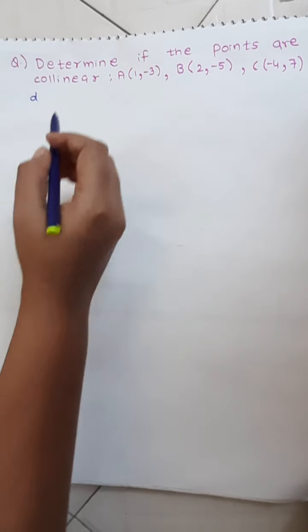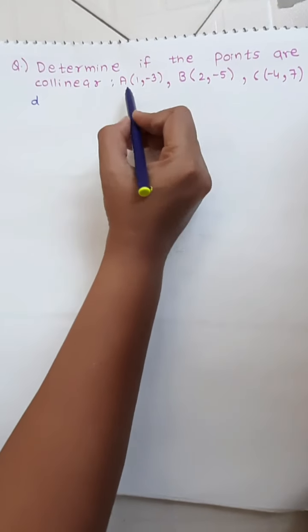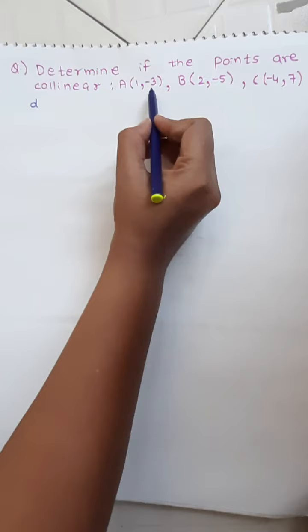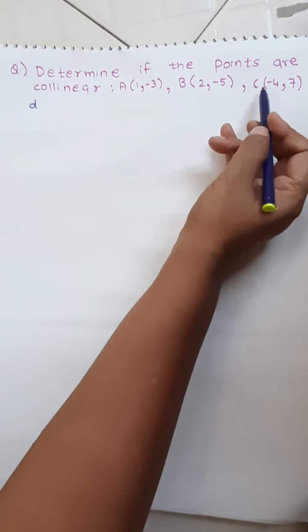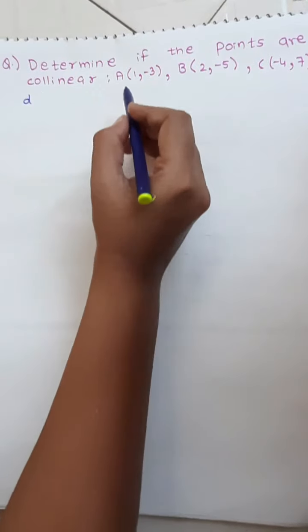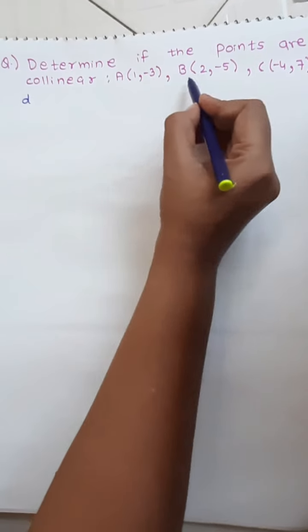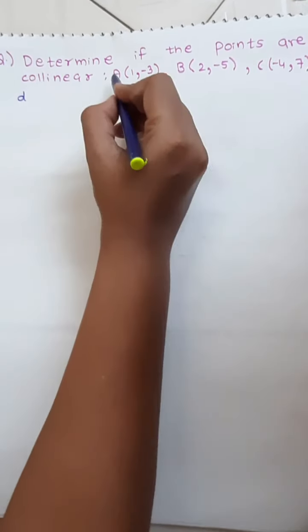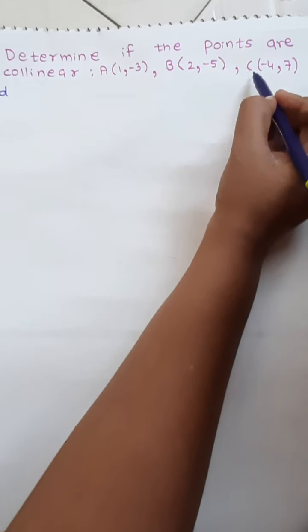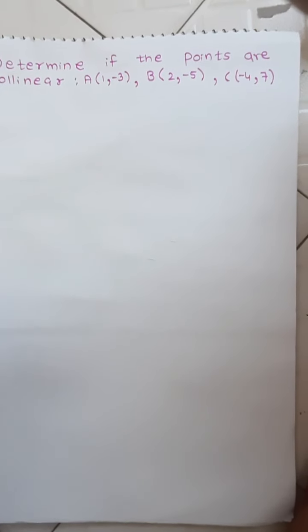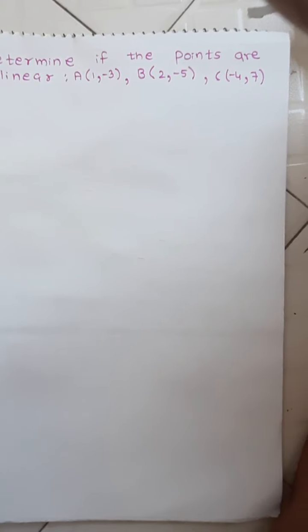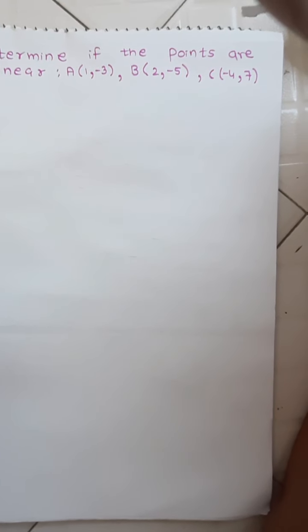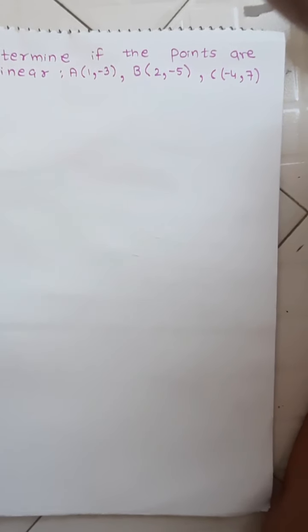Okay, now the question is: determine if the points are collinear. First point is A, 1 comma minus 3, B, 2 comma minus 5, C, minus 4 comma 7. Now if you have to find if they are collinear, find the distance of AB, find the distance of BC, find the distance of AC, add two distances and see if you are getting it equal to the third distance. Only then you can say that the points are collinear.